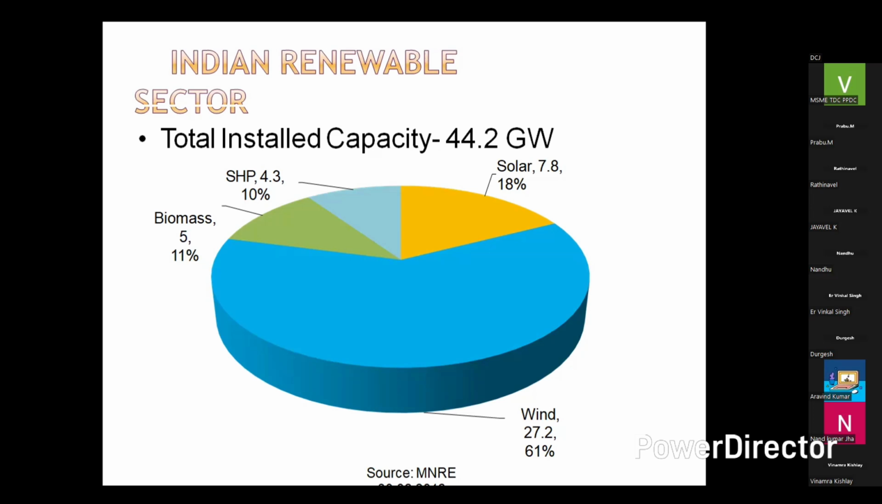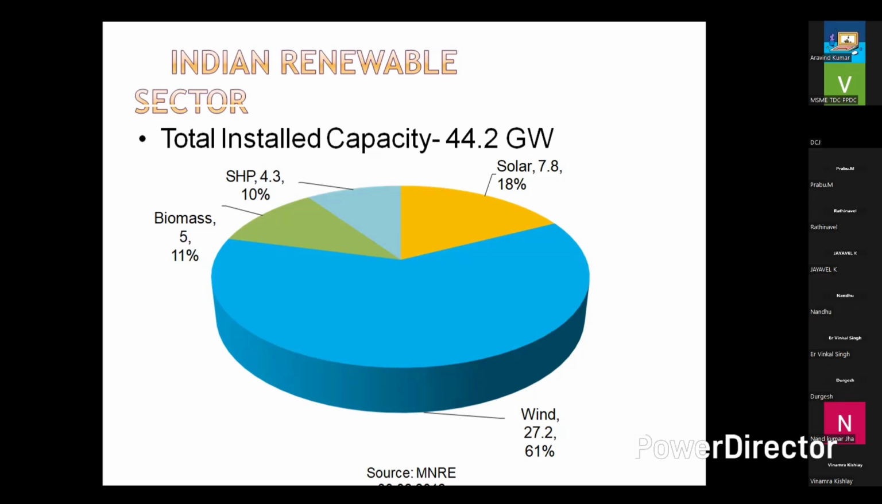So this is the data from 10 years ago. 10 years ago, the total installed capacity of solar power was only 44.2 gigawatt, among all the renewable sources. The renewable sources include solar, wind, biomass, and SHP, meaning small hydro power projects, small hydro power plants. So this is the data for 2016.